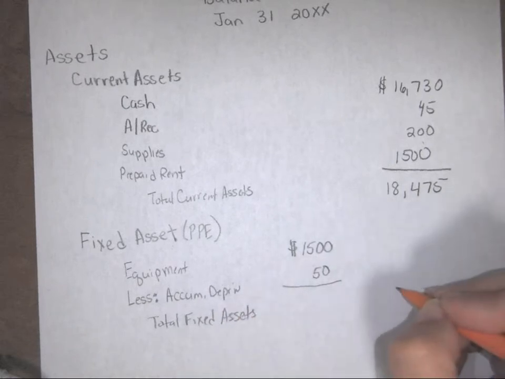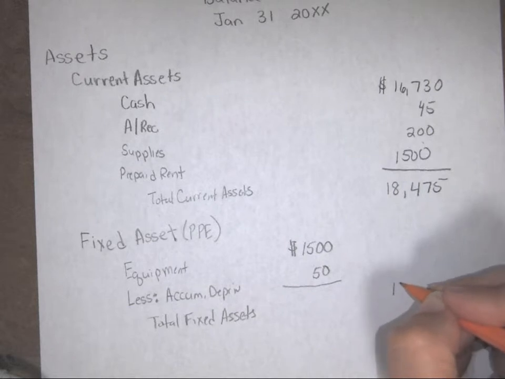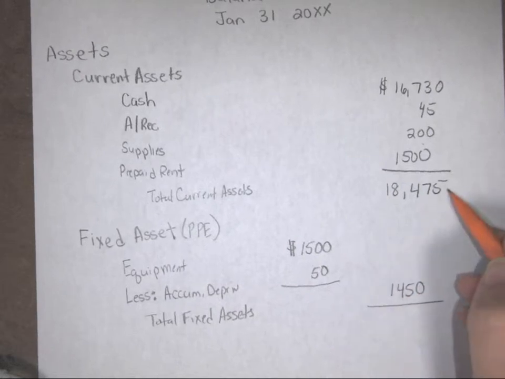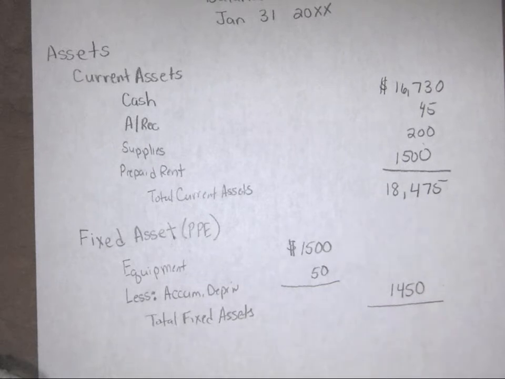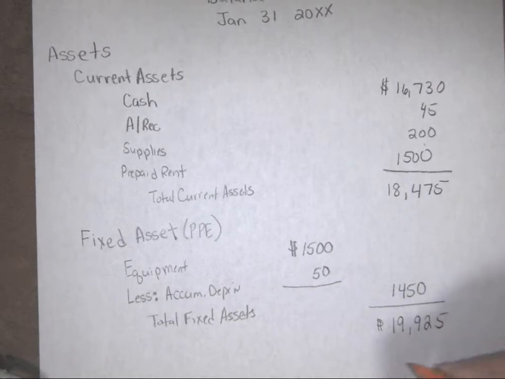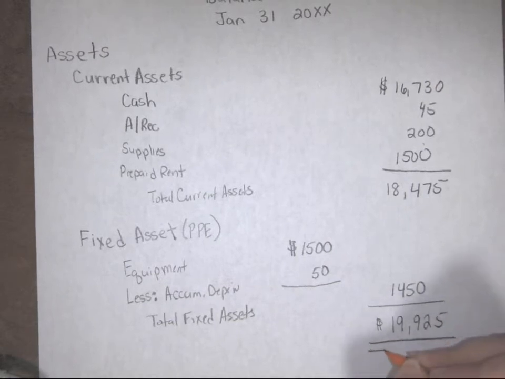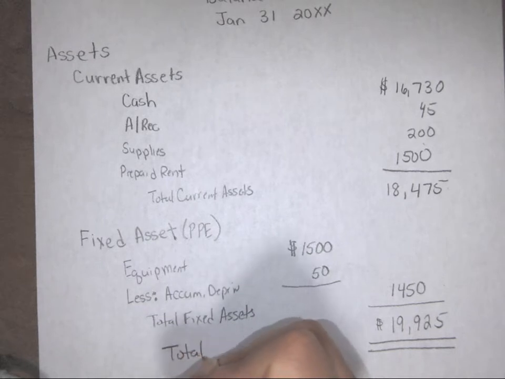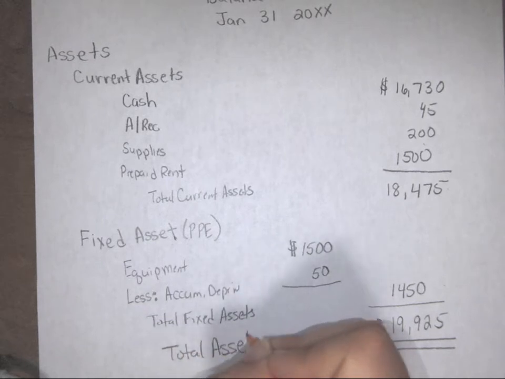And that's going to be moved over here, and so I would be at 1,450. So then I would add these two numbers together, and I would come up with 19,925. This does get a double underline because I'm finished with this part of the statement, and these are my total assets.